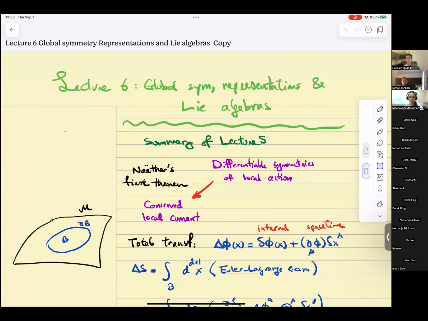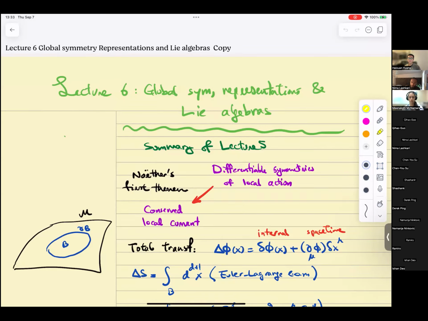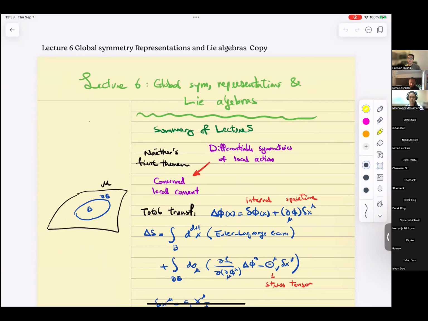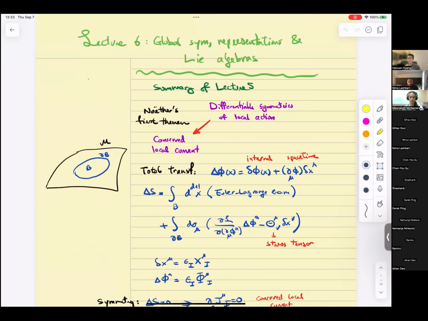All right. So today we're going to be talking about global symmetries, representations, and Lie algebra. Might not get to Lie algebras quite in this lecture, but I'll set the stage at least. So a summary of what we discussed in the previous lecture. Let's start there. We said that there are differential symmetries of the local action that we were using to describe our dynamical system, our physics, our physical model.